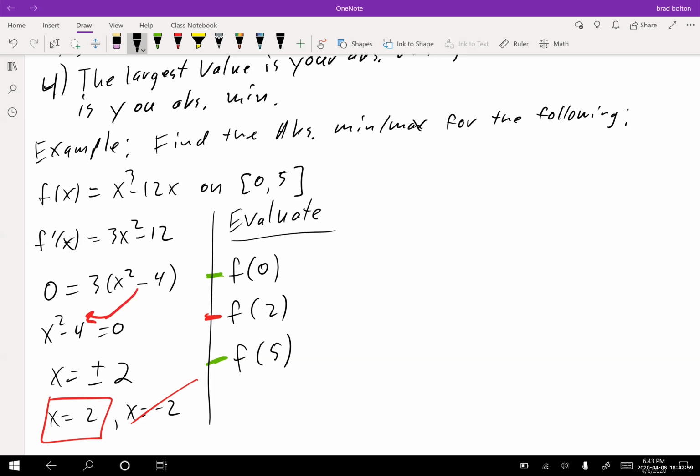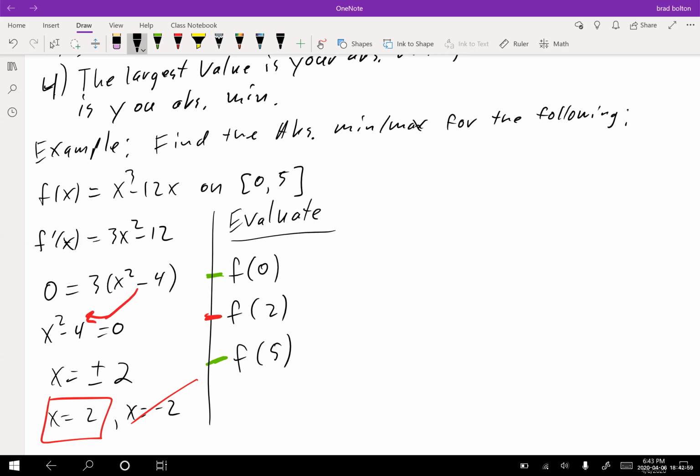So when I plug 0 into my original function, I get 0 cubed minus 12 times 0 equals 0, right? When I plug 2 in, I get 8 minus 24, so that would be negative 16. And when I plug 5 in, I get 125 minus 12 times 5. So I believe that's 60, 125 minus 60, so that would be 65, I believe.